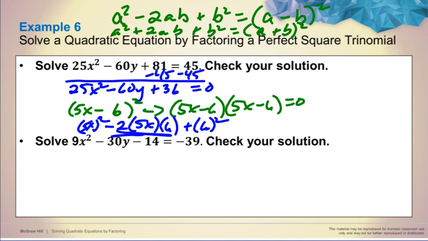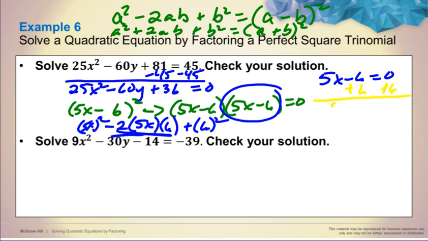So I just have to take one of these binomials, set it equal to 0, and solve. So add 6, 5x equals 6, divide by 5, x would equal a positive 6/5.